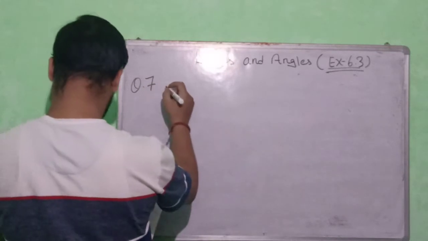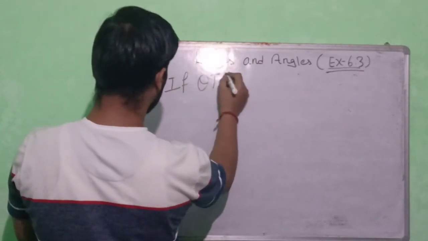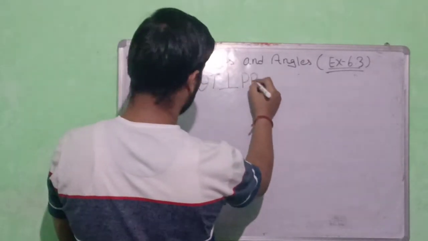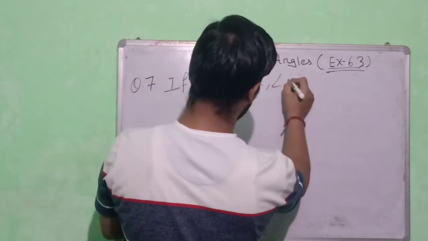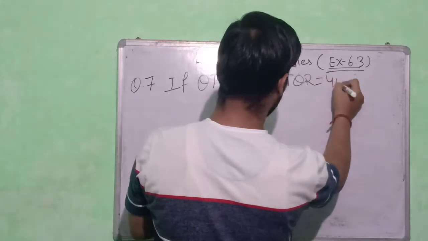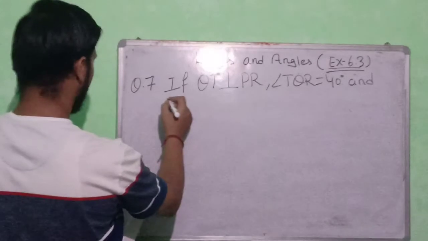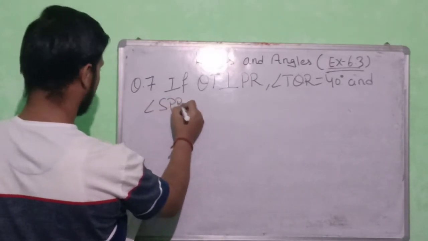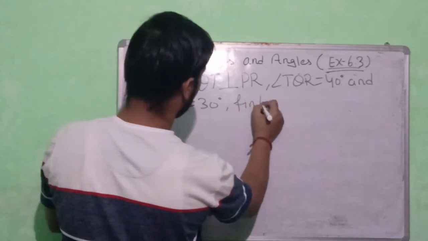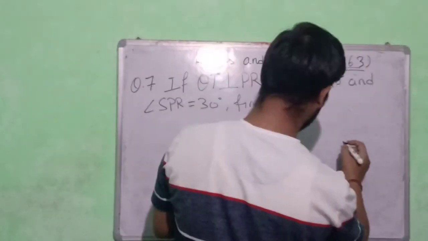Question 7. If QT is perpendicular to PR, this is the sign of perpendicular, angle PQR equals 40 degrees and angle SPR equals 30 degrees. What we have to find? We have to find x and y. Figure is given to us. I will draw the figure.